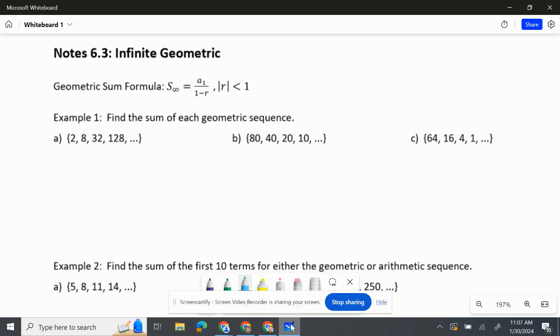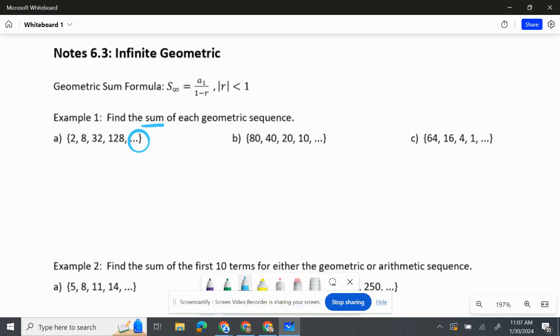Now what we're going to do is look at finding the sum of an infinite sequence. How we know that it's an infinite sequence is it tells us to find the sum. And notice it doesn't tell us how many numbers, and there's a dot, dot, dot. So we know that that right there means we're finding the whole sum. Now there's two different ways of doing this.